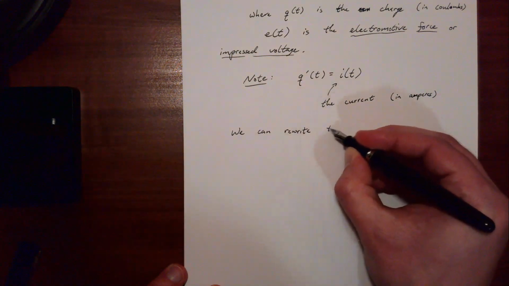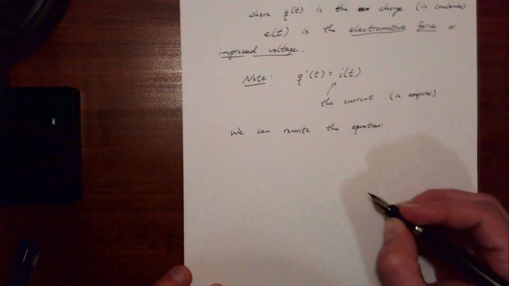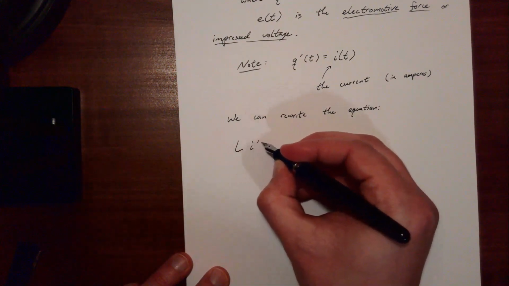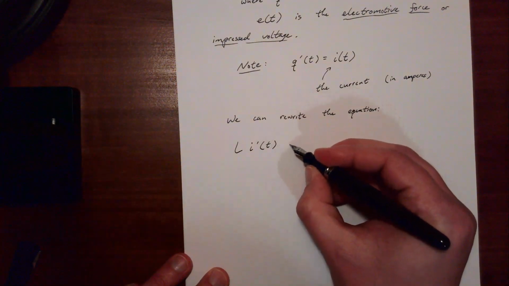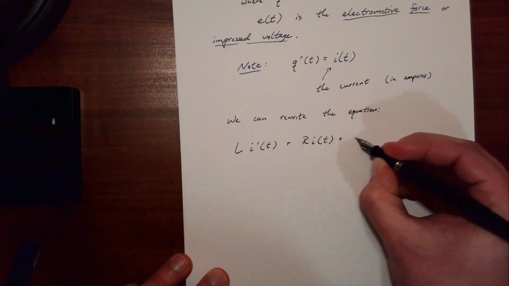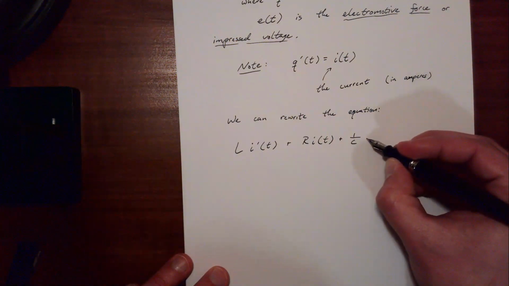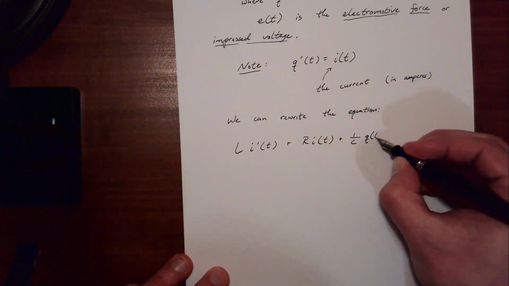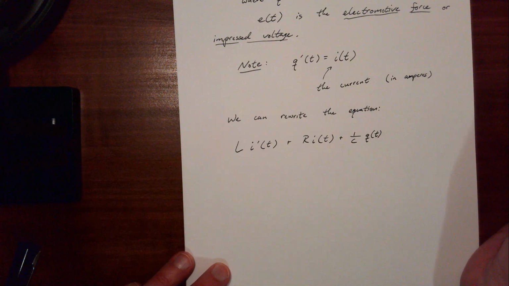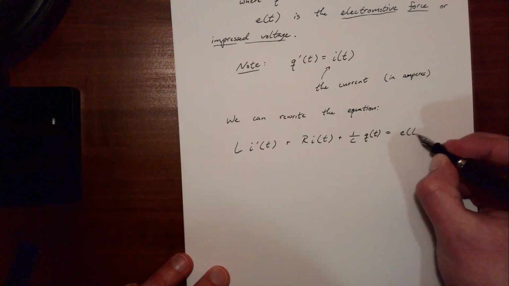So we can rewrite the equation. L I prime of t plus R I of t plus 1 over C, and now we have, so we still have Q. We can't really have, what would we call it, the zeroth derivative. It's a little odd. Is equal to E of t.